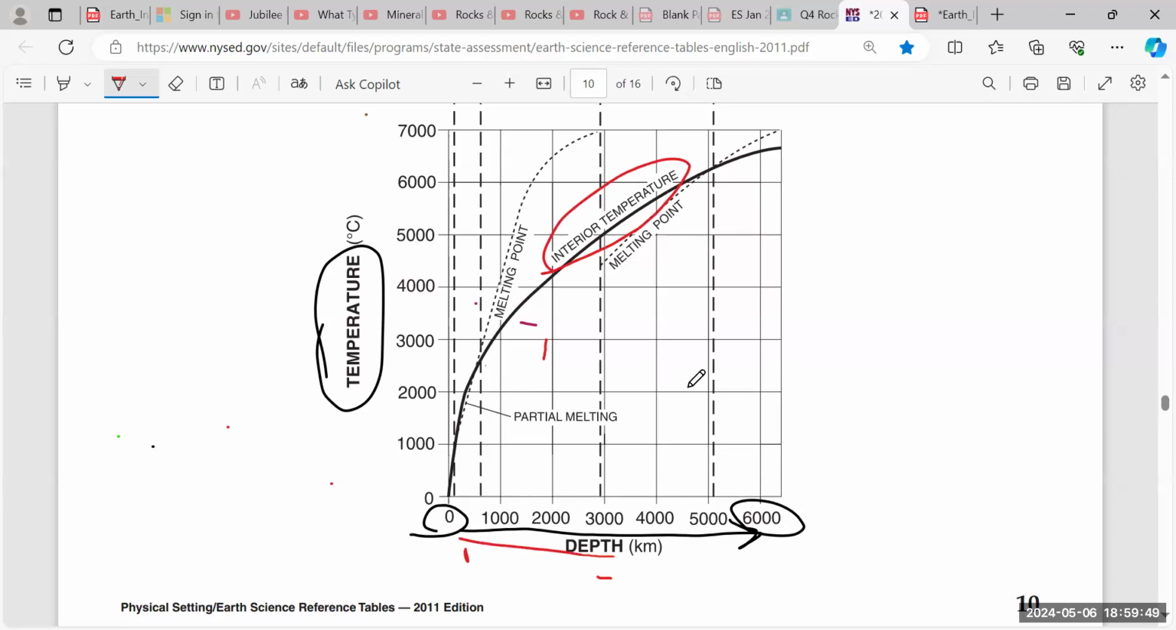As I go from 0 to 6,000 kilometers, the depth, the black line for temperature looks to be going up. It looks to be going up. So that means the temperature is definitely increasing.